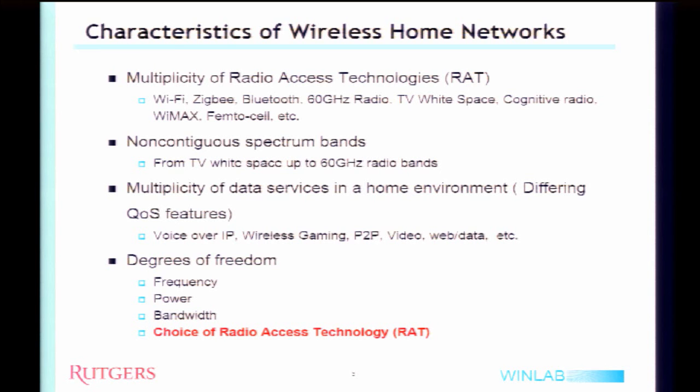And the third one, as I mentioned in the previous slide, is that we have a multiplicity of data services in a home. The important thing is that all the data services have different quality of service features. For example, voice over IP and wireless HD video streaming have very different QoS features. As a result, in addition to the traditional degrees of freedom like frequency, power, and bandwidth, we have a new degree of freedom: the choice of radio access technologies, the RAT, in the home.